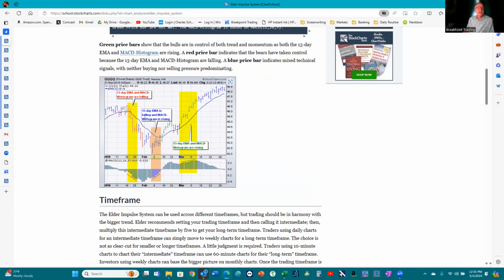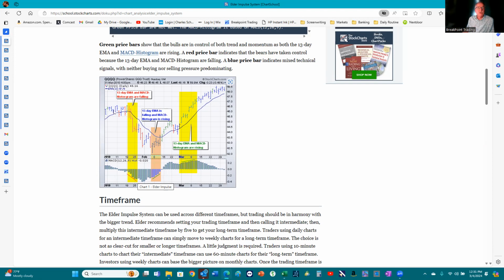The way these are color-coded is, if the 13-day and the MACD are both falling, then the bars will be red. You can see down here the MACD is falling and the moving average is falling. If one of those two is different, so in this case the MACD is rising but the moving average is still falling, one's falling and one's rising, and these become blue. Same thing the other way around: if the moving average was rising but the MACD was falling, these would be blue. So these are considered neutral bars.